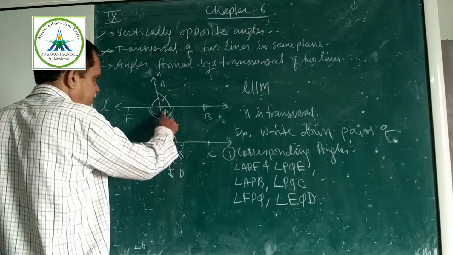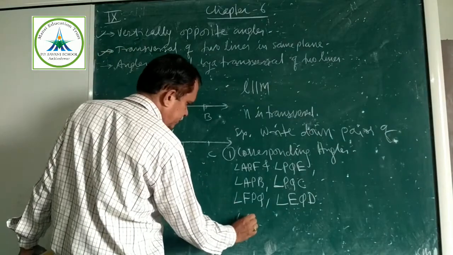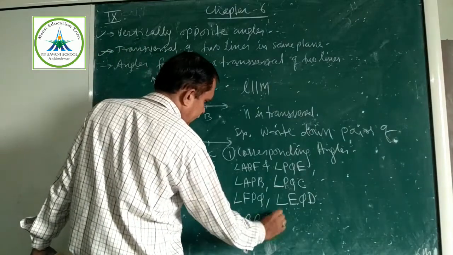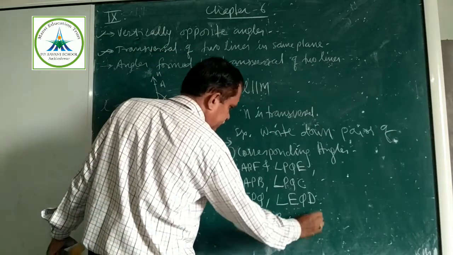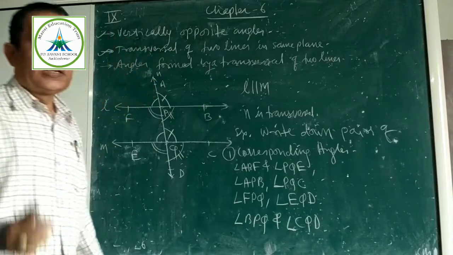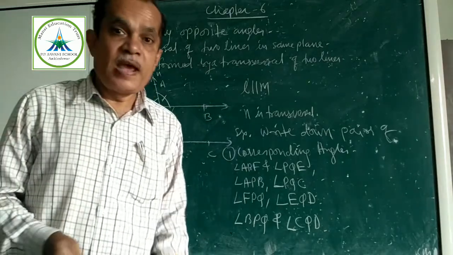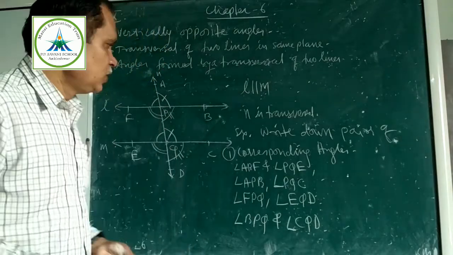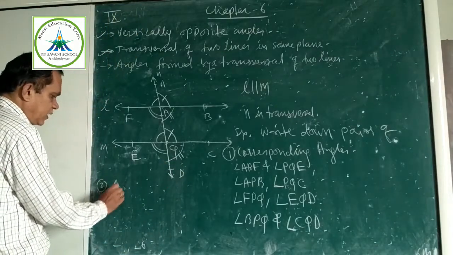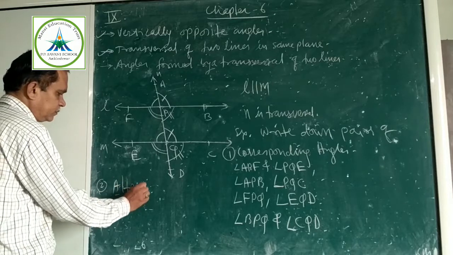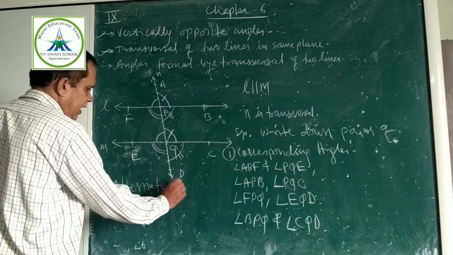Now see, angle BPQ and angle CQD. So like this, I will give you some numericals to name types of angles. Okay, very good. Second pair now. Alternate interior angles.